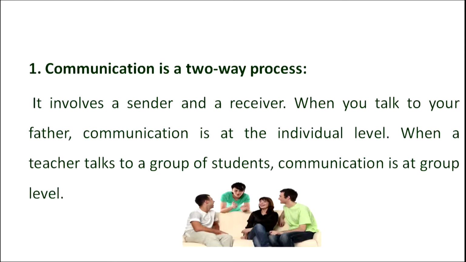The first element of communication says that communication is a two-way process. As the name suggests, this means that communication involves a sender and a receiver. For example, when you talk to your father, communication is at the individual level. Here also the sender and receiver are available. You are sending a message to your father and your father is receiving it. When a teacher talks to a group of students, communication is at group level. Here the sender is the teacher and receiver are the students.